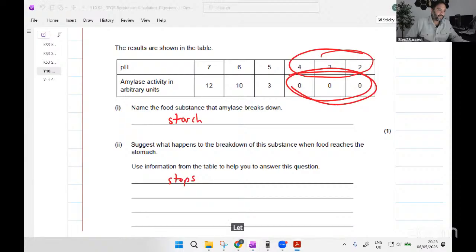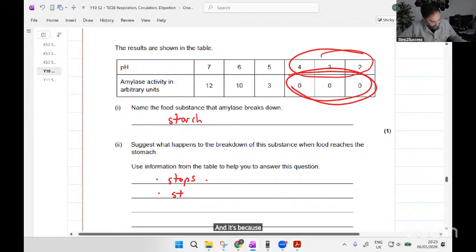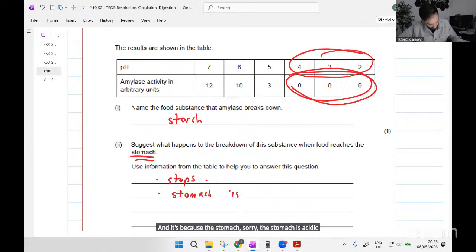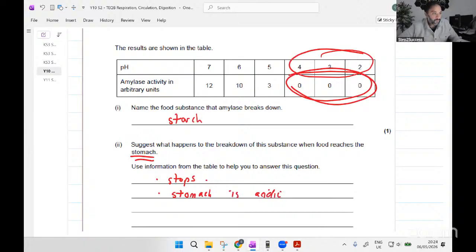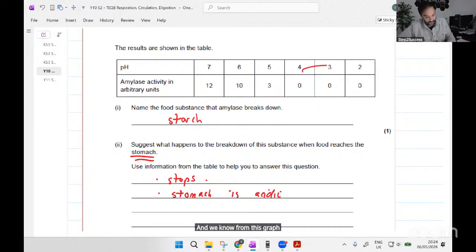Let me just check precisely what we want. And it's because the stomach is acidic. And we know from this graph that amylase does not work in acidic conditions.